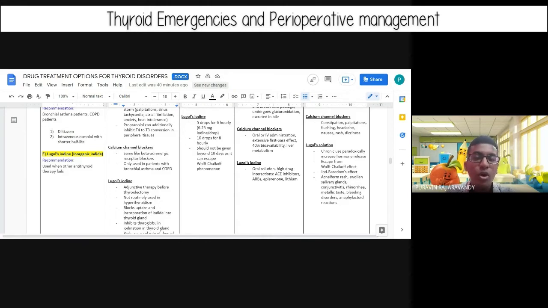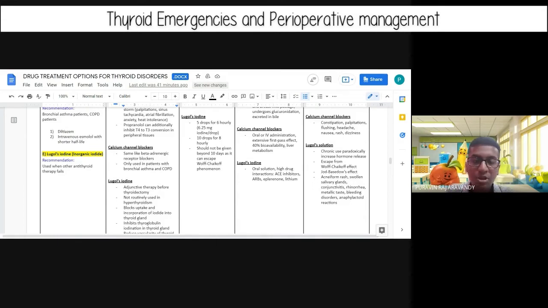Now, the pharmacokinetics of Lugol's iodine. It is taken orally because it's an oral solution, and it has very high drug interactions. It can interact with many classes of drugs like ACE inhibitors, enalapril, lansoprazole, and many more, as well as angiotensin receptor blockers, eplerenone and lithium. So there are many classes of drugs that can interact with Lugol's iodine and alter the metabolism of this drug as well.